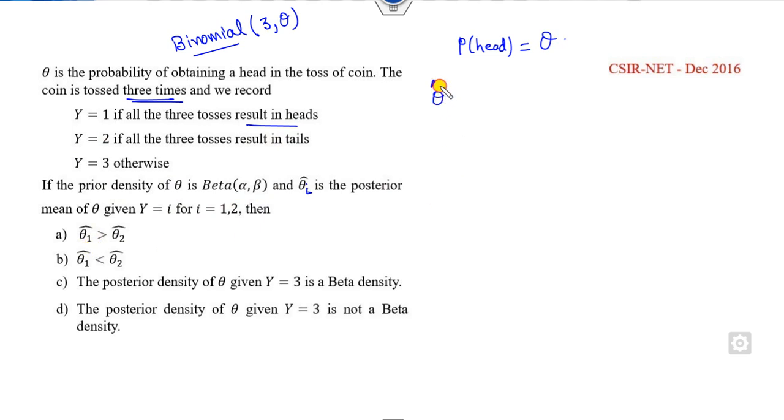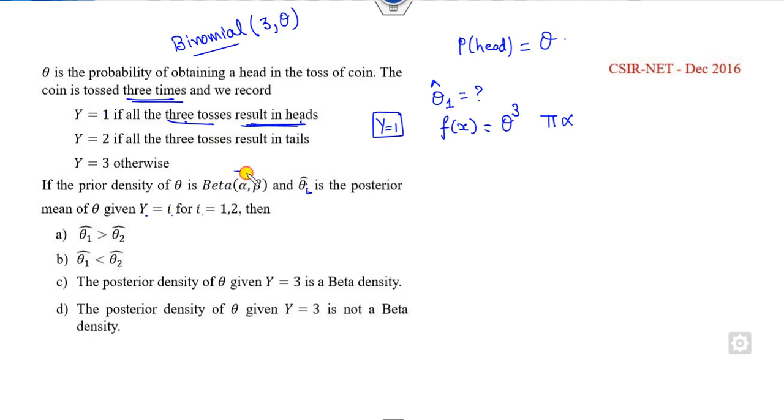Okay, so firstly we can find it for this. What is the meaning of that? I equal to 1 means y is equal to 1. When y is equal to 1, all are heads. When you toss 3 times, what is the probability of this? Then, what is the prior?